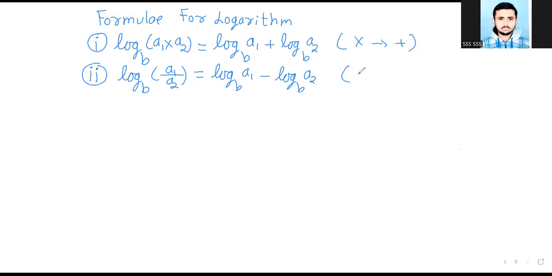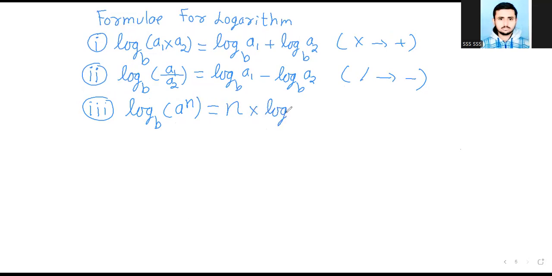For the second rule, division changes to subtraction. Now for the third rule, if you have log base b of a raised to the power n, if you have a power on the argument, this gets multiplied. So this will become n. The power gets converted into multiplication. So n multiplied by log a to the base b.